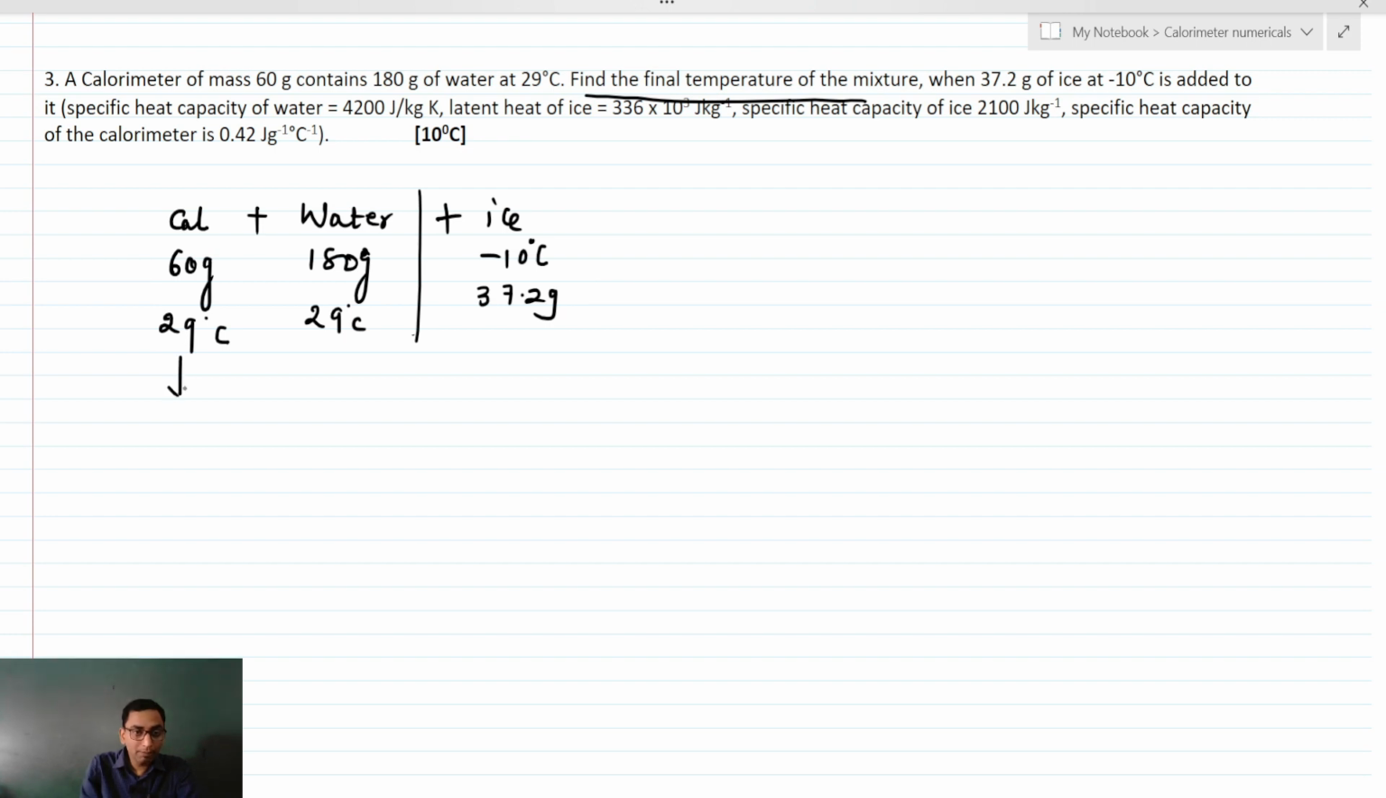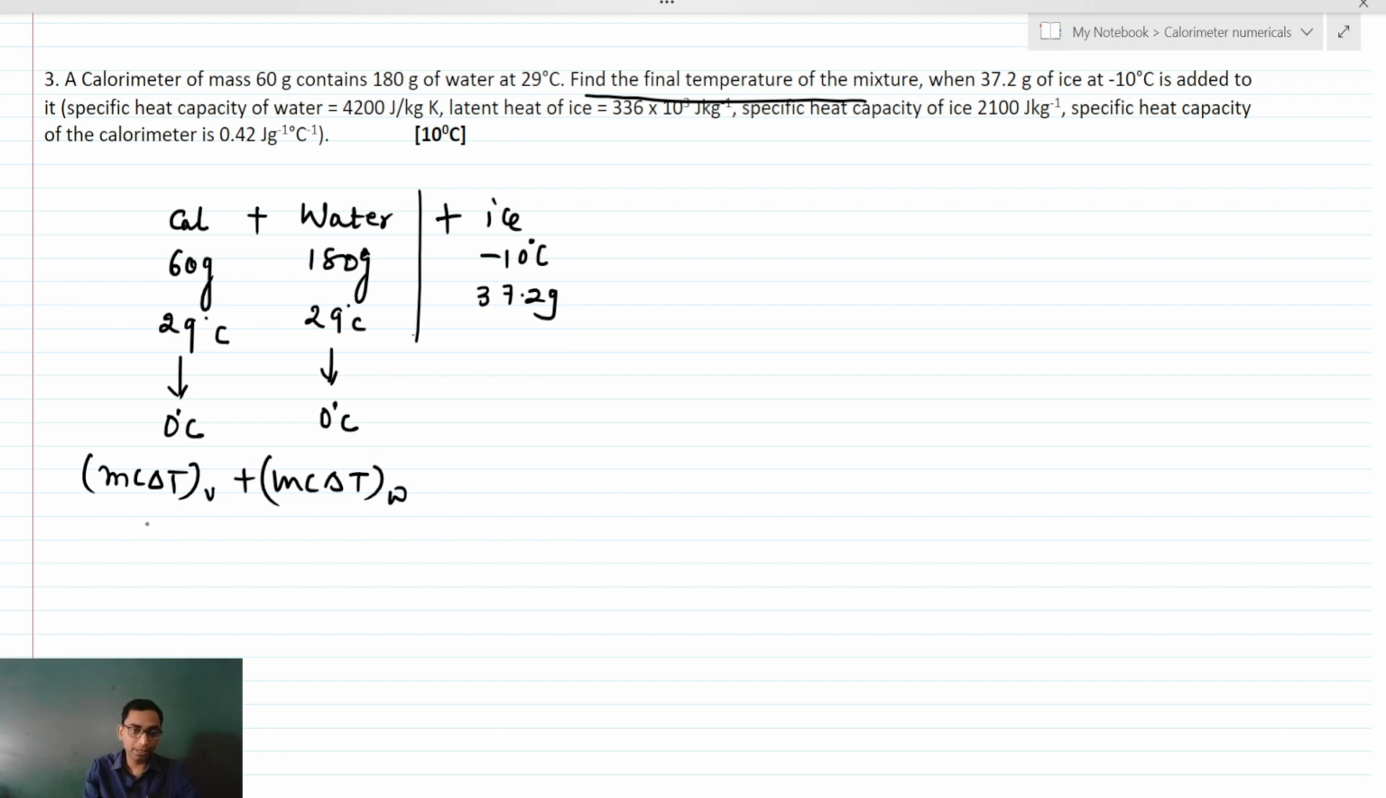The calorimeter can maximum come to 0 degrees, and even the water can come maximum to 0 degrees. So the heat lost will be equal to mc delta T, because we use the formula mc delta T for change in temperature: mc delta T for the vessel plus mc delta T for the water till 0 degrees.